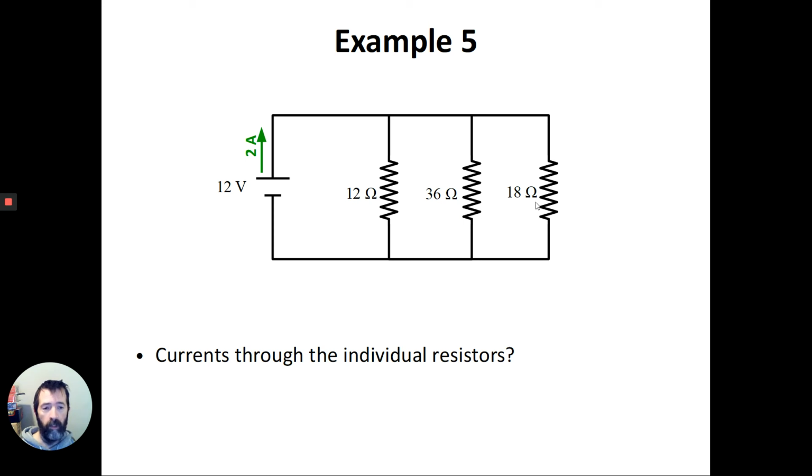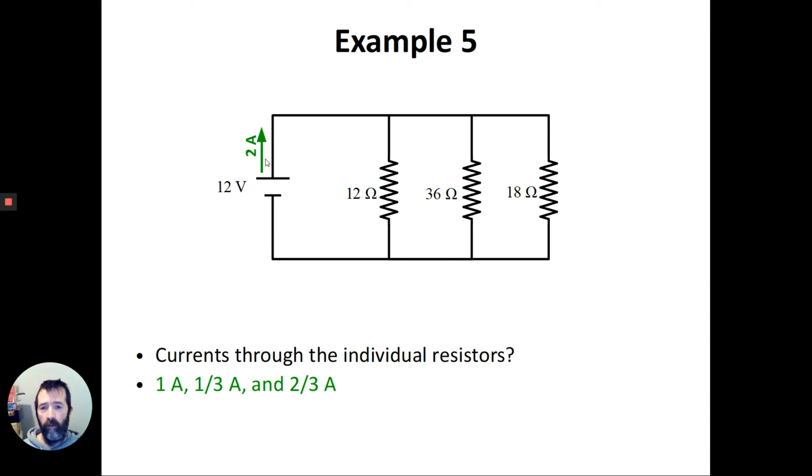And similarly, on the 18 ohm resistor, go 12 over 18. That's going to result in 2/3 as the current. The thing that I want to point out about these answers is that if you add them up, 1 plus 1/3 plus 2/3, that's 2 amps. 2 amps is the current that we already knew was being produced by the battery.